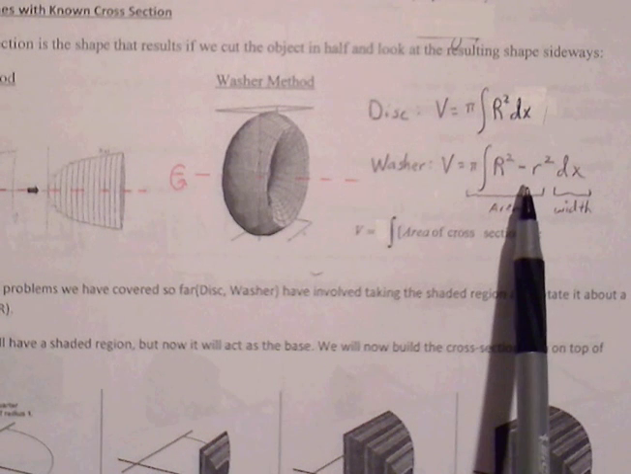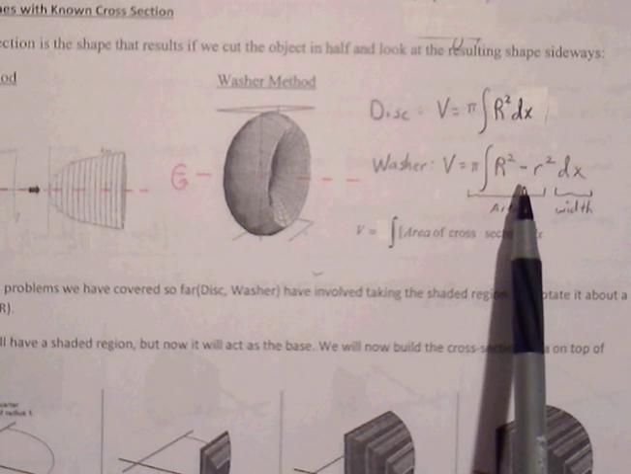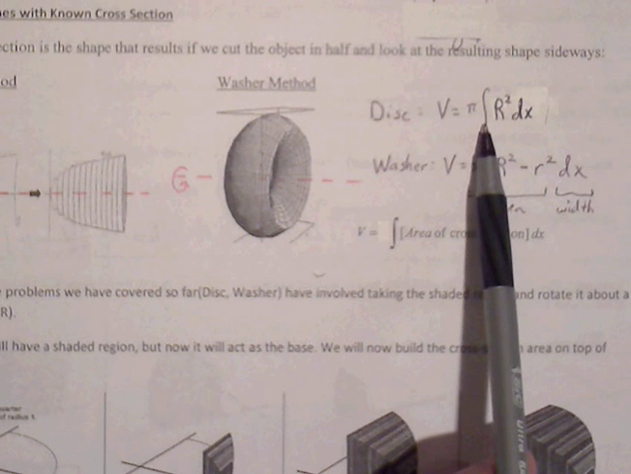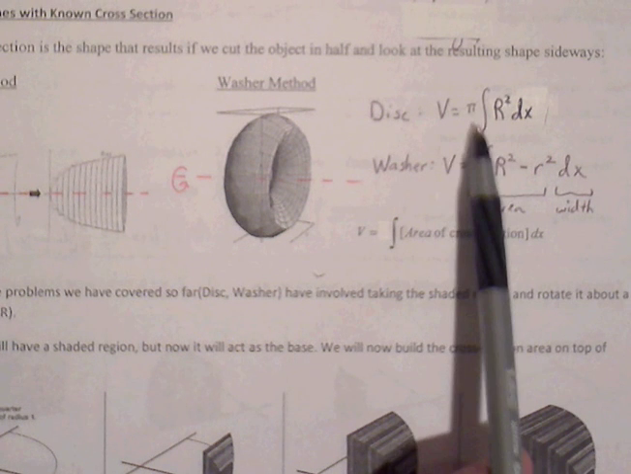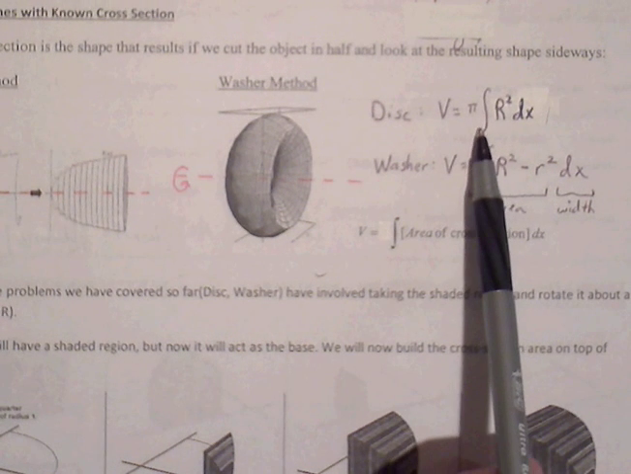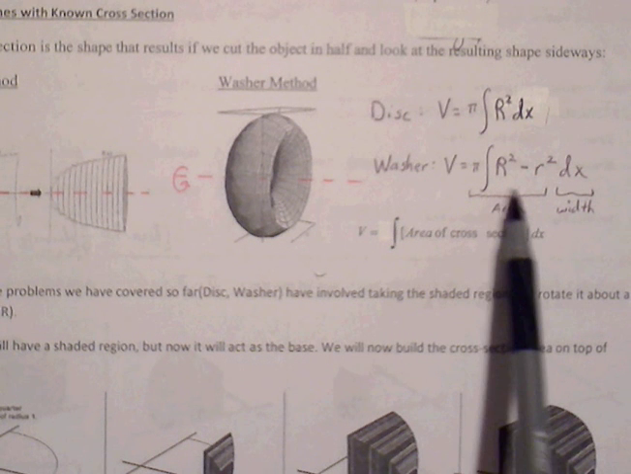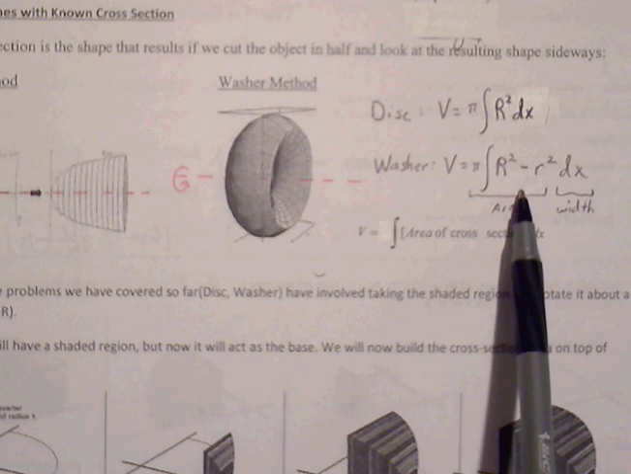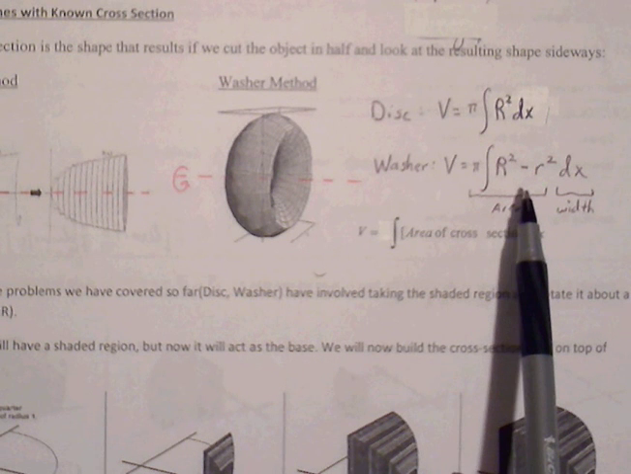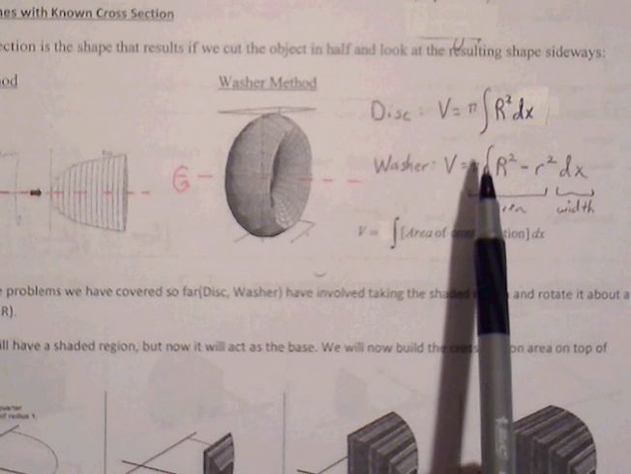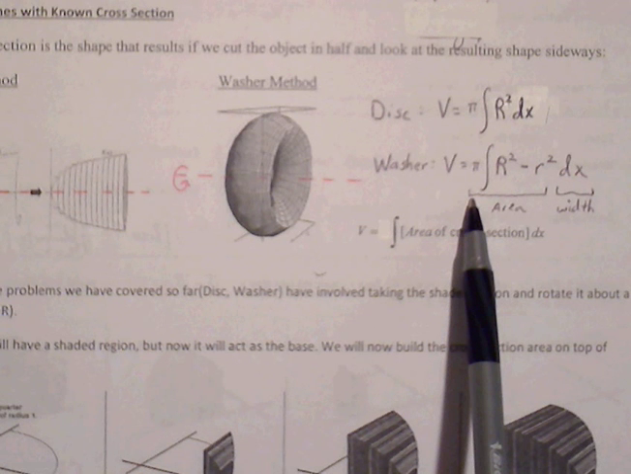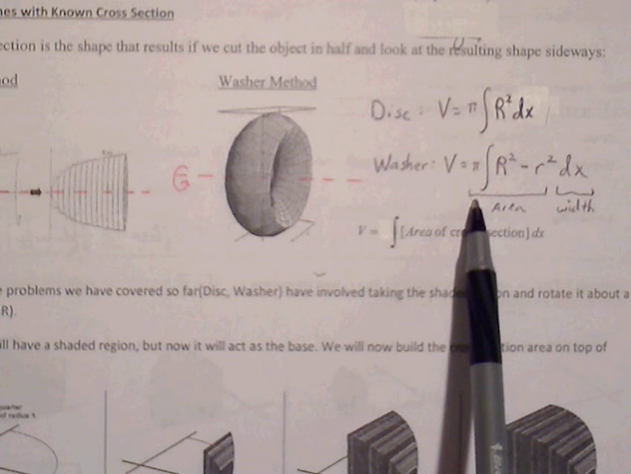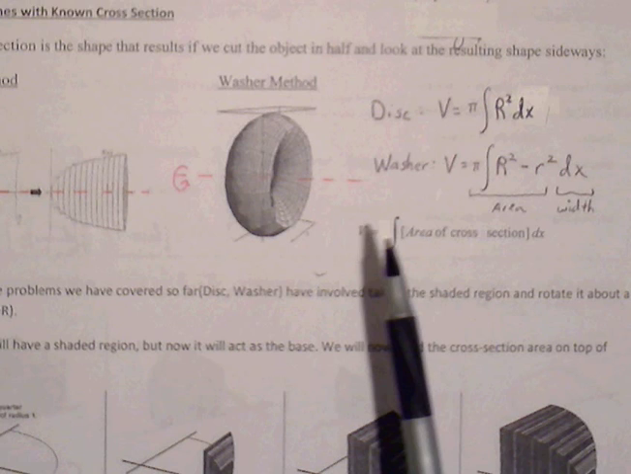But this is not always going to have to be the case. It's not always that we're limited to only finding volume that involves the accumulation of circular disks or circular rings. What we're going to do is extend volume to other shapes as well, to other shapes that we know the formulas for. So for instance, squares, semicircles, or even triangles.